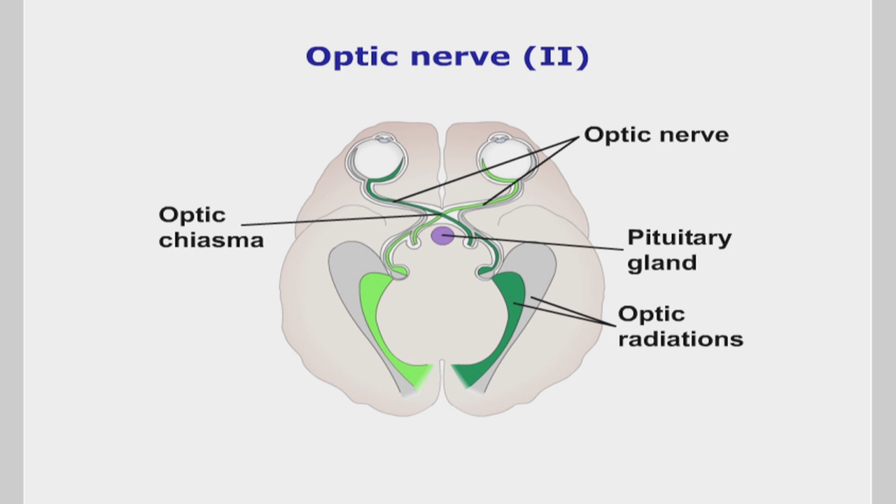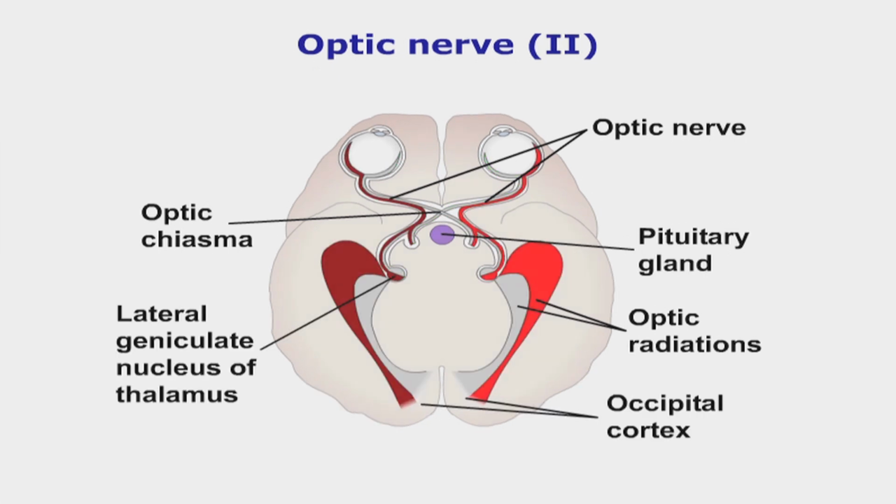Here, the fibers from the nasal or medial half of each retina cross over to the optic tracts of the opposite side. The fibers from the temporal half of each retina remain ipsilateral. The nerves synapse at the lateral geniculate bodies in the thalamus, from which the optic radiations emerge and terminate at the visual cortex of the occipital lobes.